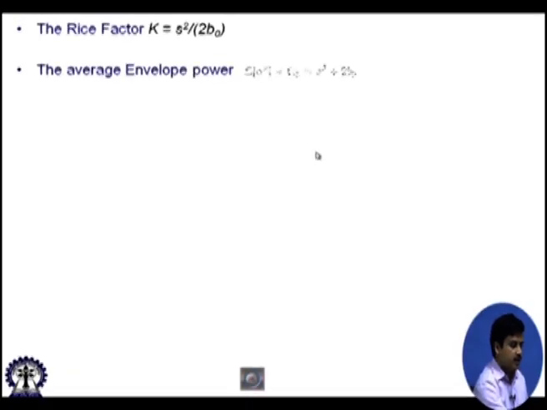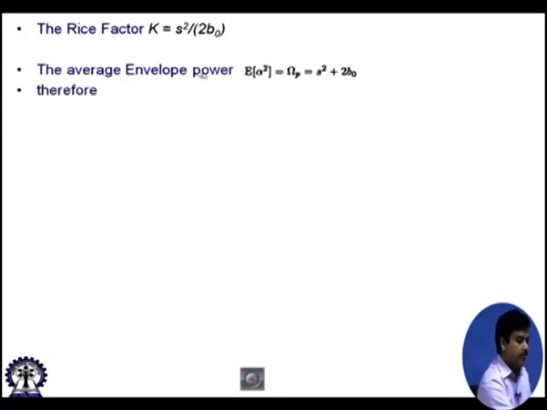So, for the Rice factor K equals s squared by 2 B0 that we have defined, the average envelope power, which is the expected value of alpha squared, is equal to omega p, which we have defined earlier, is s squared plus 2 B0, where 2 B0 is the power due to the non-Ricean part, that means all other parts, and s squared is the power due to the Ricean part.